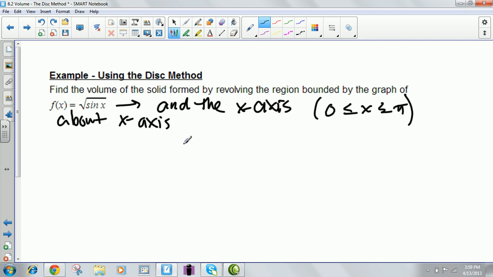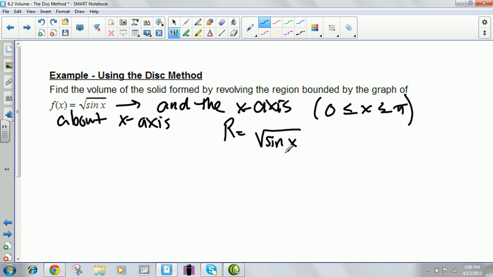So first of all, the first thing I like to do, before I start my integral, is figure out what my radius is going to be. Now your radius is going to be defined by whatever function, because remember that radius, as it moves along from left to right, in this case, is going to change heights. So it's going to be defined by your function. In this case, it's the square root of the sine of x.